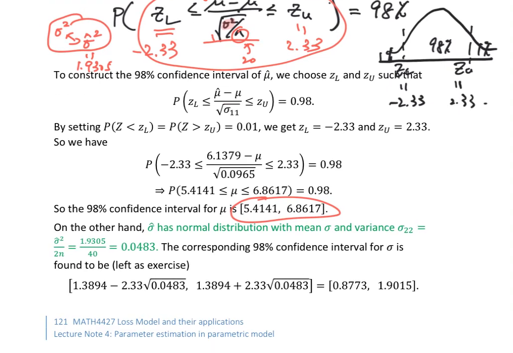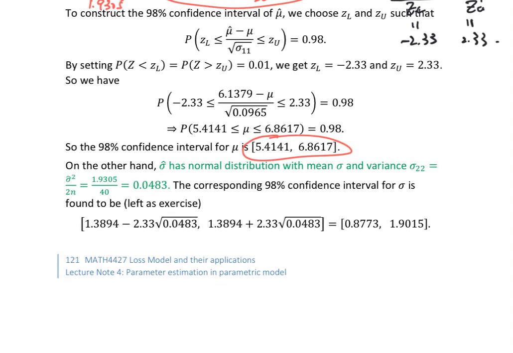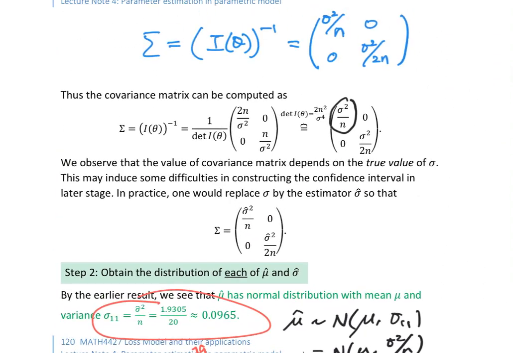You can also do the same calculation for sigma. In order to find the confidence interval for sigma, again you consider the distribution of the estimator of sigma, which is your MLE. Just like what we did for mu hat, the sigma hat will follow the normal distribution with mean sigma and variance sigma 2,2, which is the second diagonal entry of this covariance matrix, sigma square over 2n.